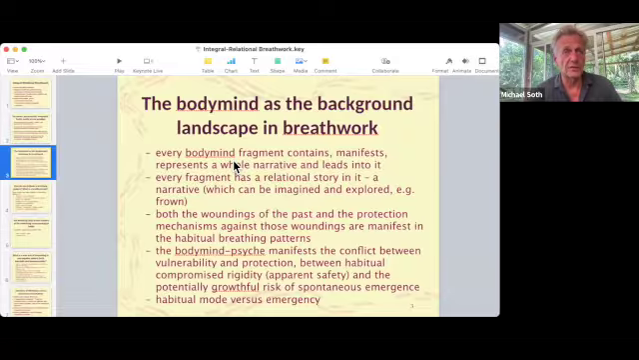When we are working with the breathing pattern as it is, then we are working with the body-mind as it is. And so we need some framework for this meaning-making process where every fragment has a story. This is the first point. Every body-mind fragment manifests and represents a whole narrative, a relational or social narrative. And it leads us into it. This is what we mean by bottom-up emergent process. We can follow any body-mind fragment and say, okay, let's pay attention to this.